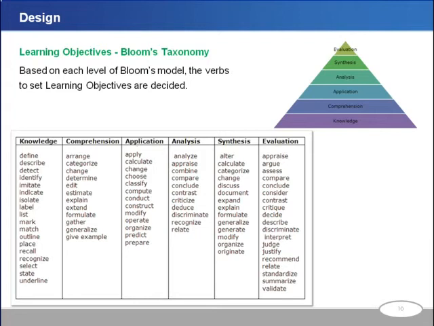Cognitive development is the most important factor in learning. Hence Bloom and his colleagues considered the cognitive domain as the top priority. The 6 levels of cognitive domain are knowledge, comprehension, application, analysis, synthesis, evaluation. Based on each level of Bloom's model, verbs to set learning objectives are decided.